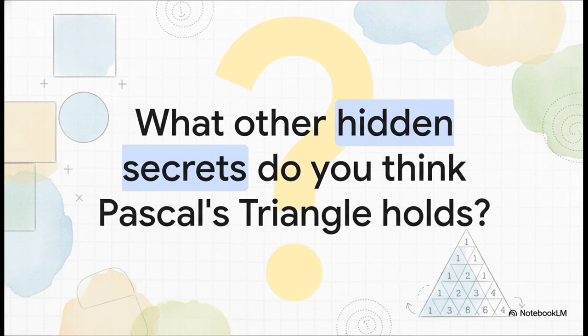We've really only just scratched the surface of this thing. Pascal's triangle is wild. It has deep connections to probability, to something called combinatorics, to number theory. It's all over the place. Which leaves us with a final thought. What other mathematical secrets do you think are hiding in plain sight, just waiting inside this simple pattern of numbers?